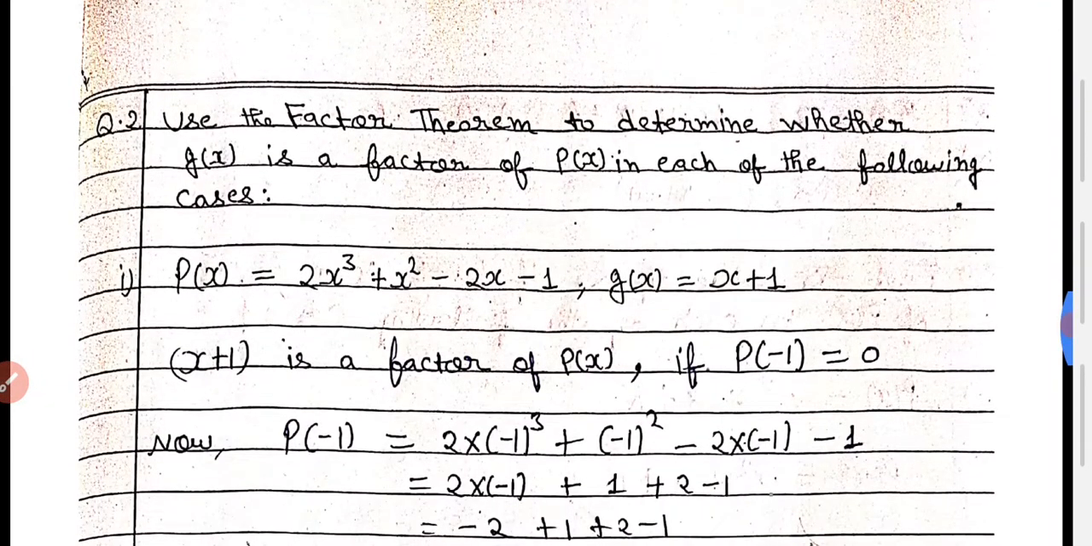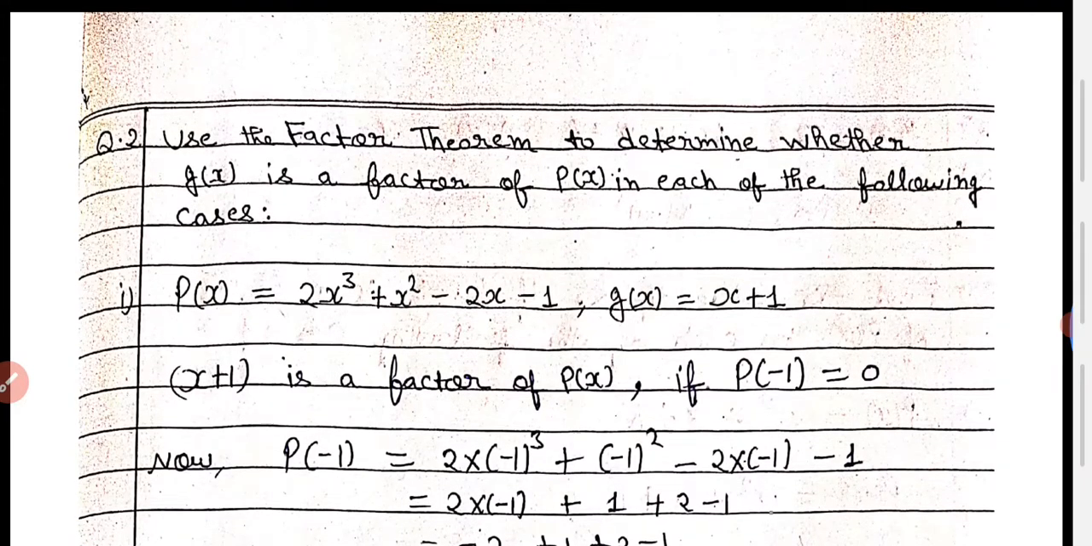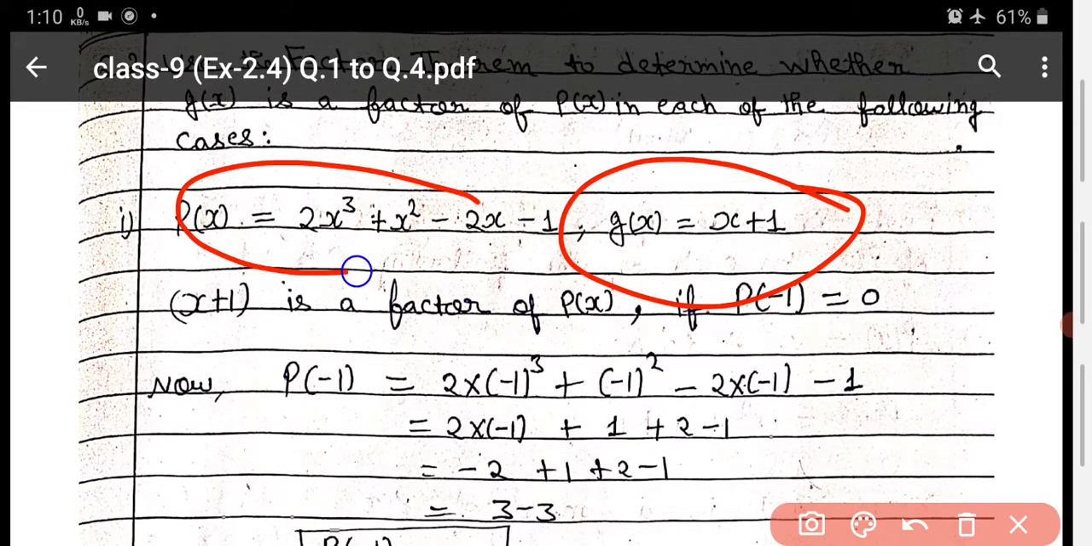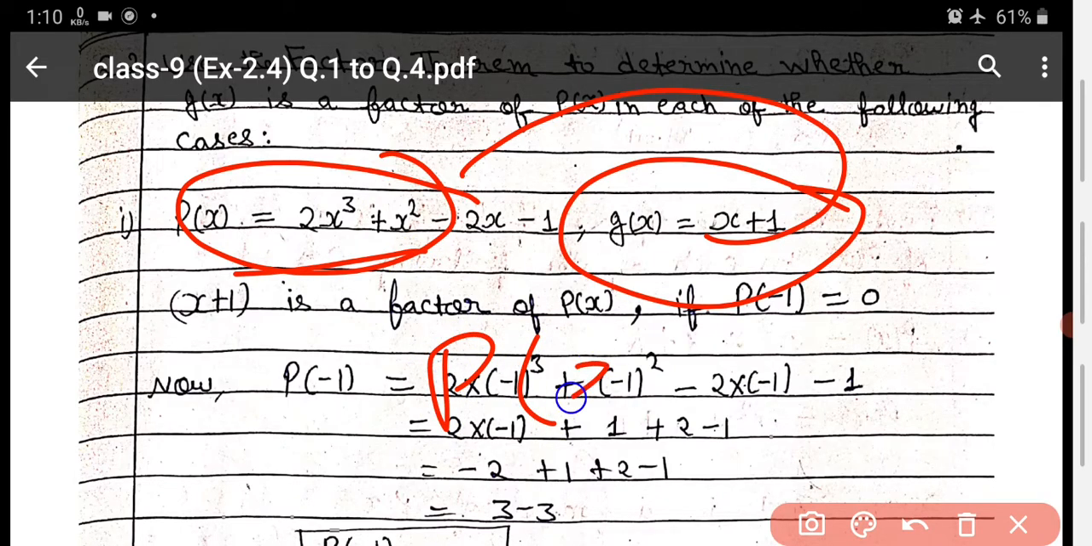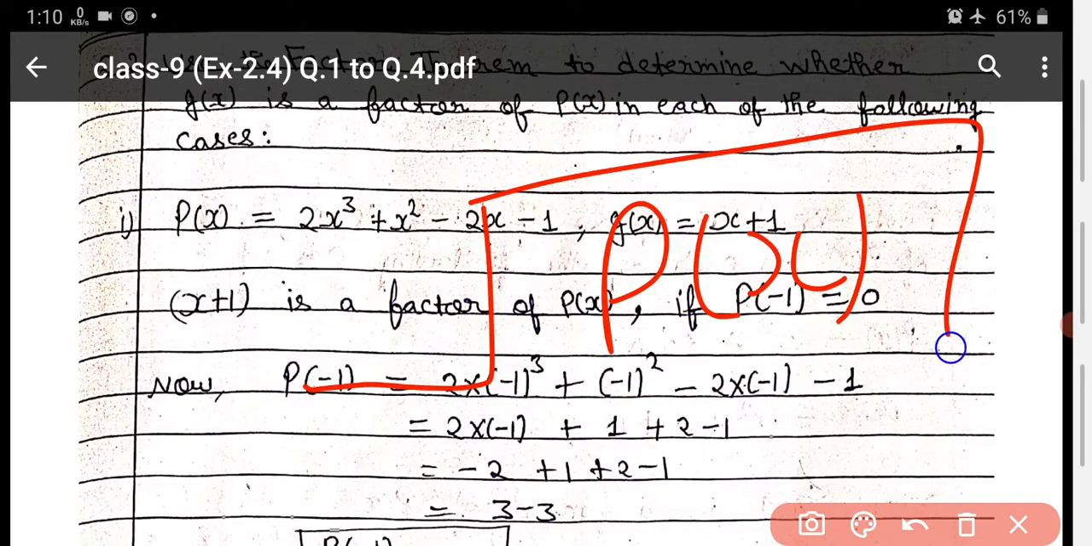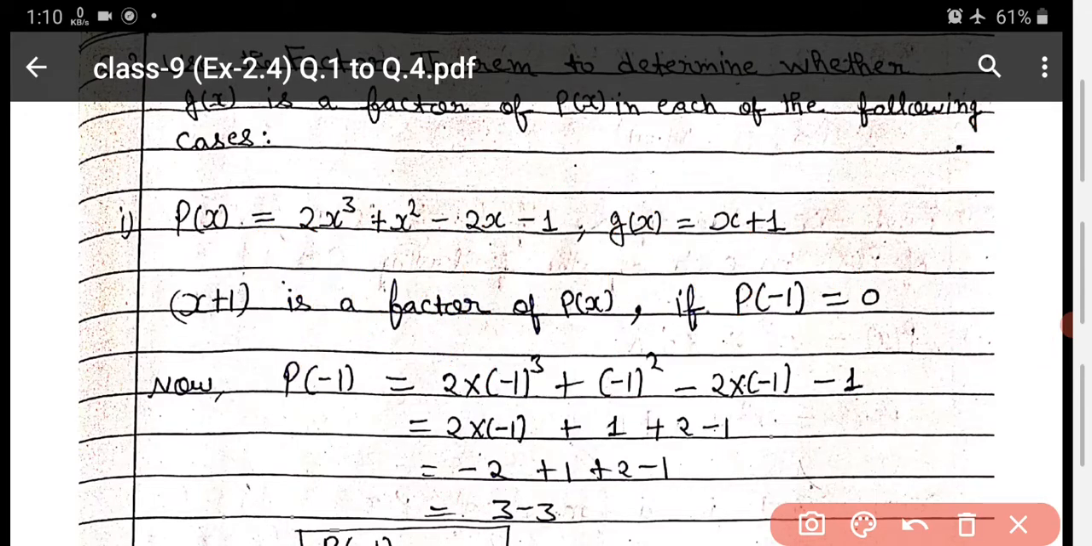Okay, now come to question number 2. Use the factor theorem to determine whether g(x) is a factor of p(x) in each of the following. Now g(x) is given, p(x) is given. You have to say whether this one is a factor of p(x). No problem, you have to find the remainder by the remainder theorem, or by the long division method you have to divide p(x) by g(x). If you get 0 as the remainder, then you say yes, otherwise no. Or if you don't want to divide, then according to class 9th, you have to use the remainder theorem. If the remainder is 0, then you say yes.